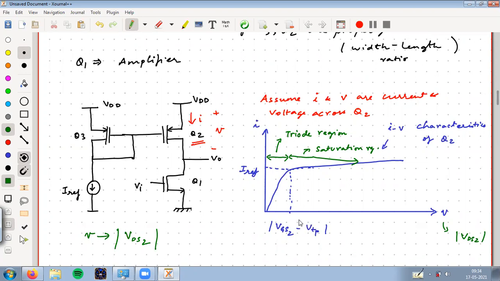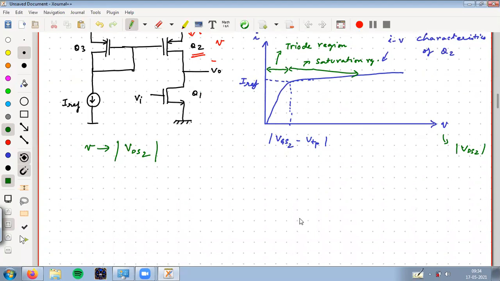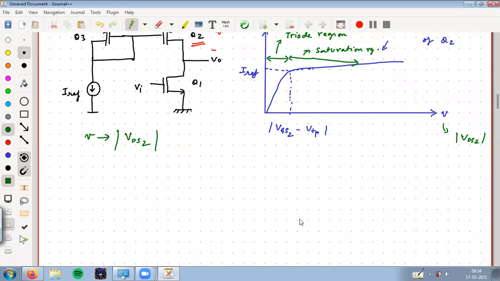With this in mind, what we'll do now is draw the same thing for Q1. After drawing for Q1, I'll merge these two graphs such that I get a VTC curve.